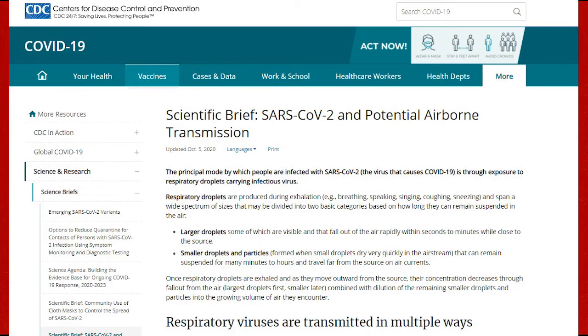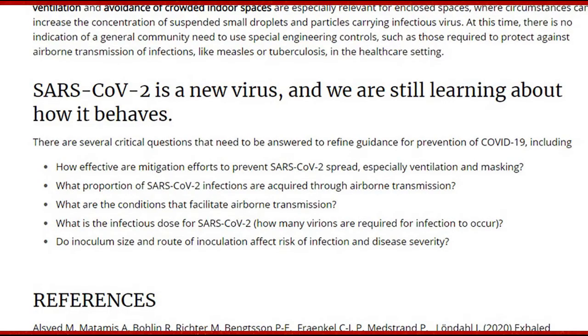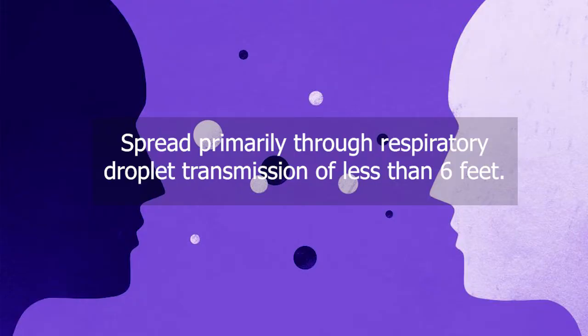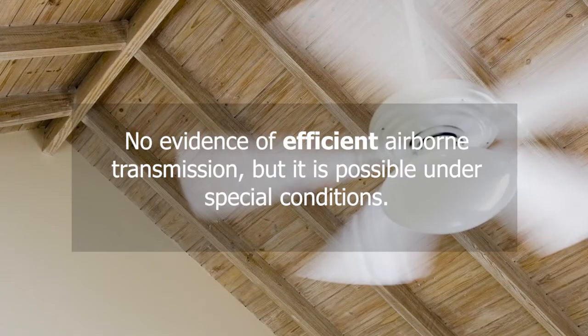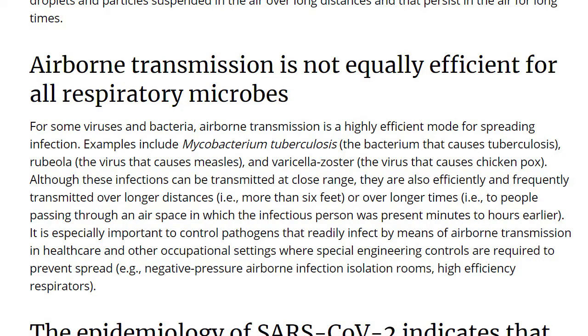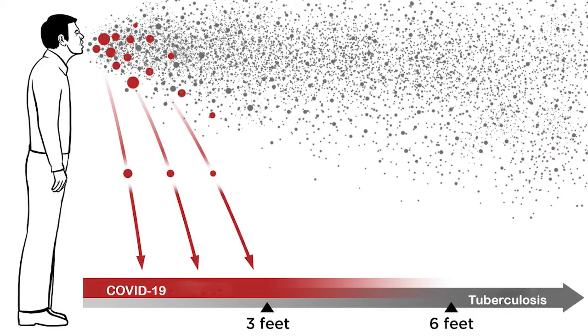While more is learned every day about COVID and the virus that causes it, there's still a lot that's unknown. According to the most recent CDC data, COVID is spread more like most other common respiratory viruses, primarily through respiratory droplet transmission within a range of less than 6 feet. There's no evidence of efficient spread to people far away or who enter a space hours after an infectious person was there. According to the Centers for Disease Control, diseases that are spread efficiently through airborne transmission tend to have a high transmission rate because they can quickly reach and infect lots of people in a short period of time.